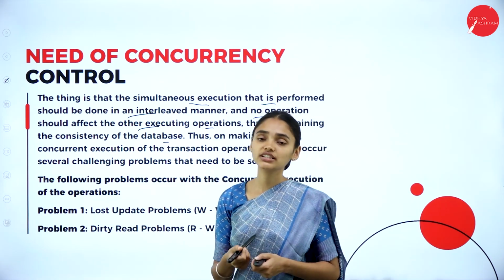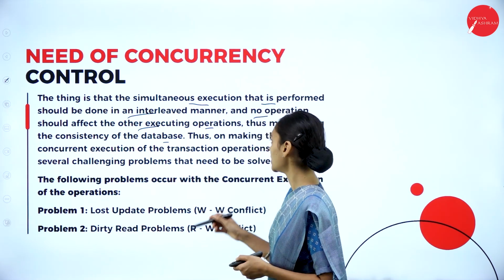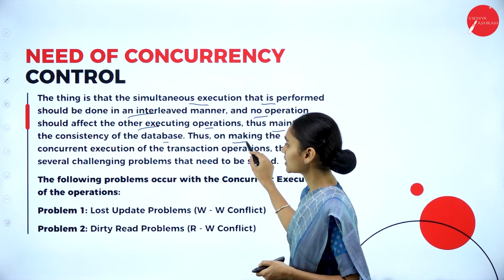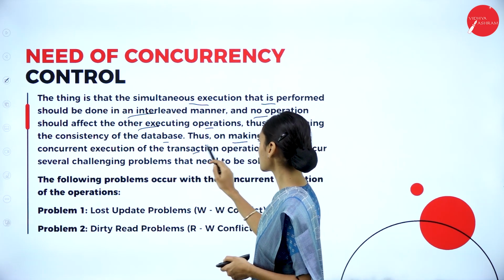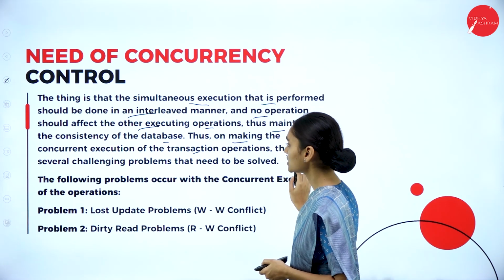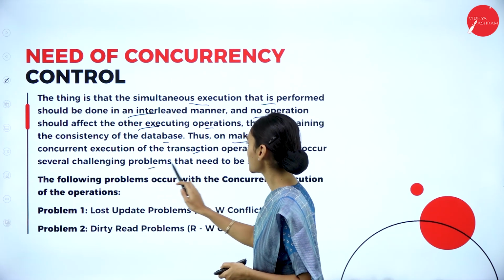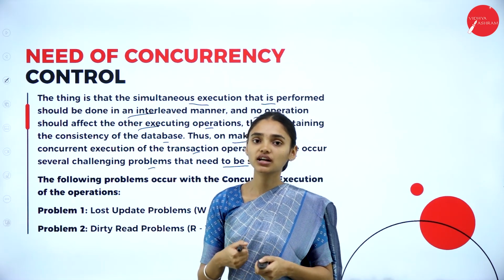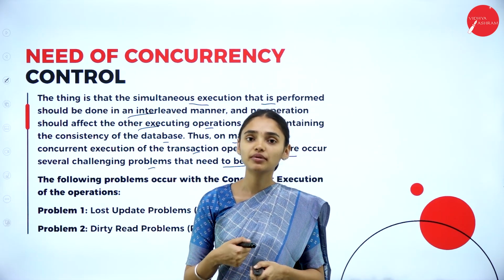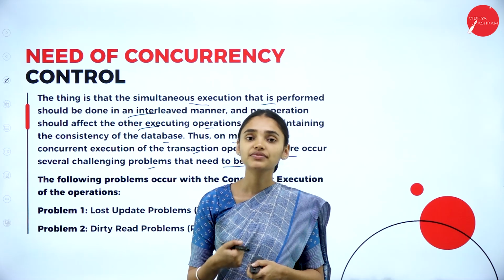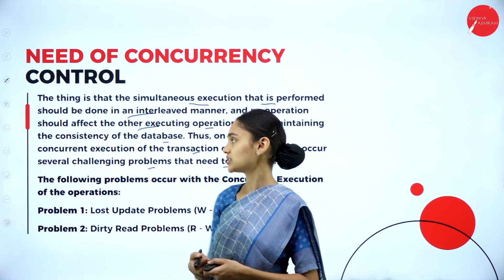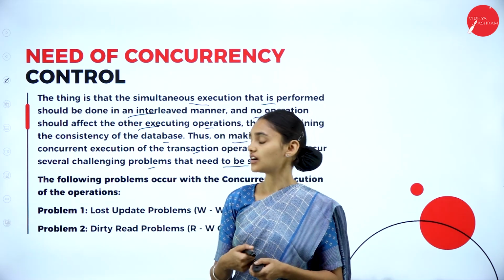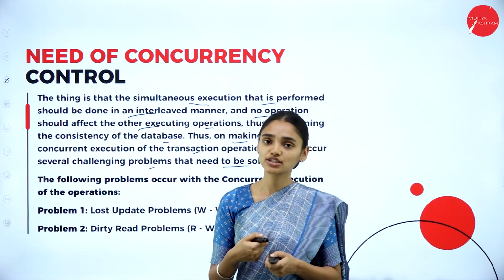So that's how we need to maintain the consistency of the database. Thus by making the concurrent execution of the transaction operation, there occur several challenging problems that need to be solved. So what are the problems that occur while performing concurrent execution? The operations should be performed in an interleaved manner without affecting the other operation. So there are several challenges that occur while performing this, which have to be solved.